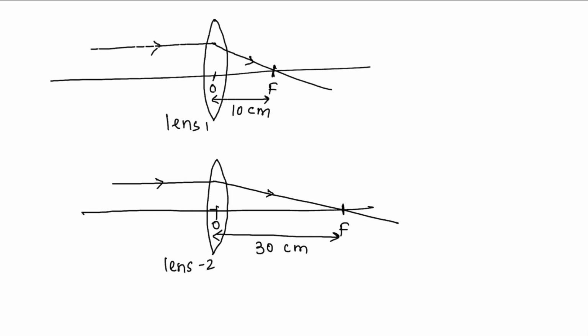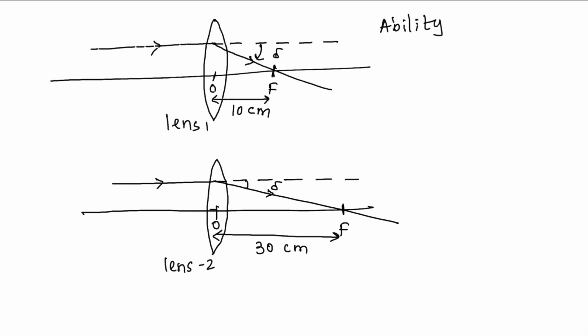Now let us extend the incident ray in both the cases. Incident rays are extended in both the cases. And you can see the difference in terms of deviation clearly, that in lens 1 the deviation is more, whereas in case 2, in lens 2 the deviation is less. So the lens 1 has more ability to deviate the ray.